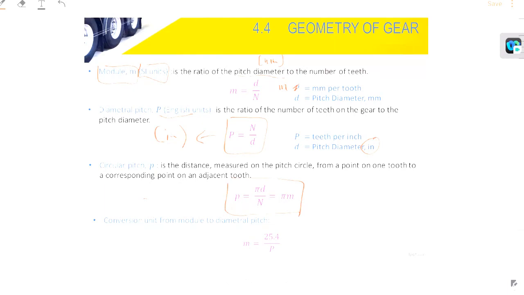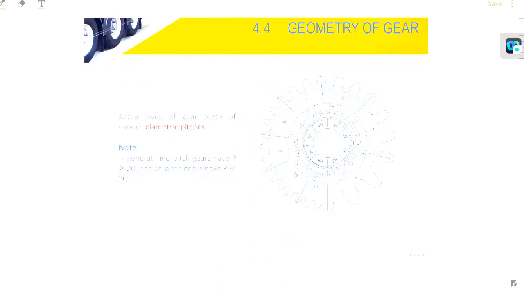So to do a relationship between module and diameter pitch, this is the conversions, module and pitch diameter. Okay, so this is the geometry of the gears. Because when we choose the gears, the diameter pitch or module should be the same for all the system, so that all the gears will mate with each other. So this is the size of the gears based on the various diameter pitch.